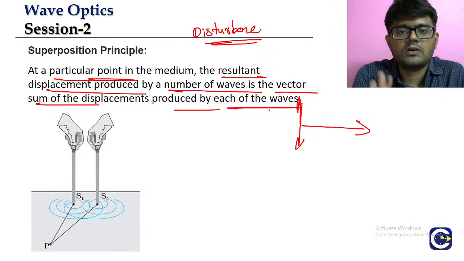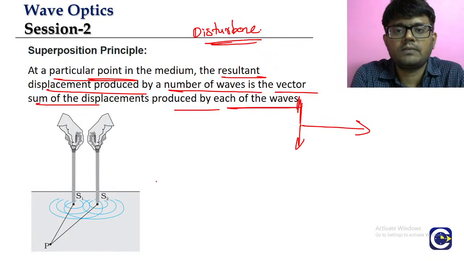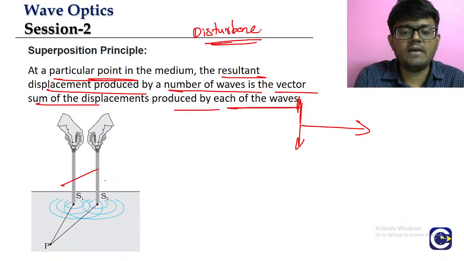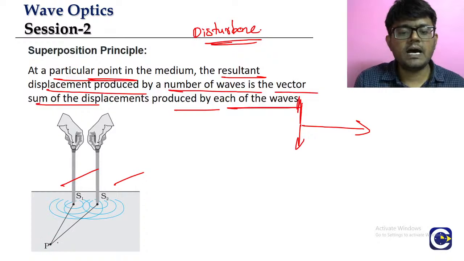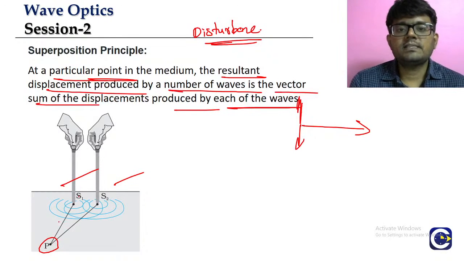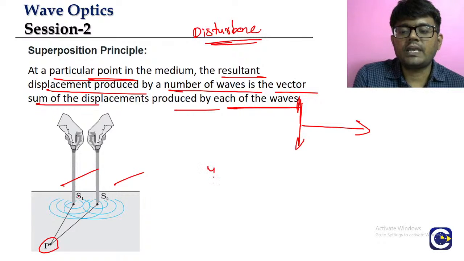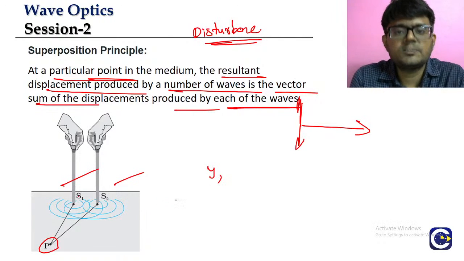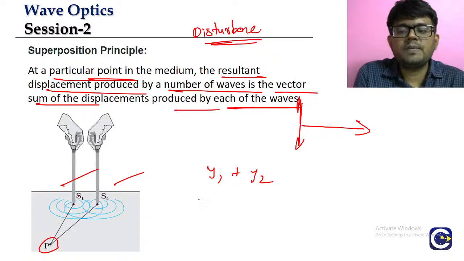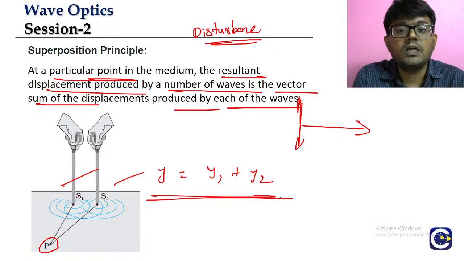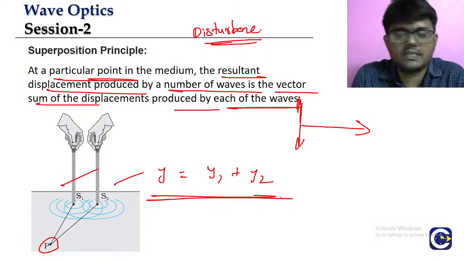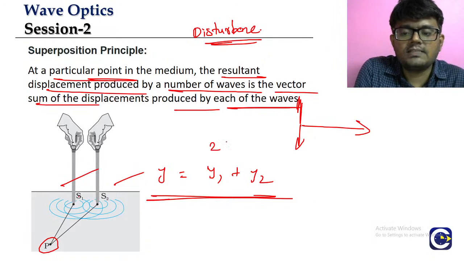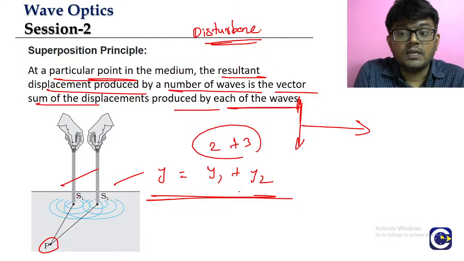Now in our context, we look at mostly the cases where we'll have two sources. Let us say we have source 1, source 2, marking a point P. At P, let us say the disturbance created by source 1 is y1. We can say that is the displacement, and the displacement created by source 2 is y2. The overall displacement is given by y1 plus y2, but we have to keep one thing in mind. It is not like simply saying 2 plus 3.